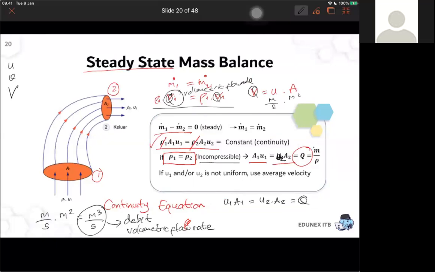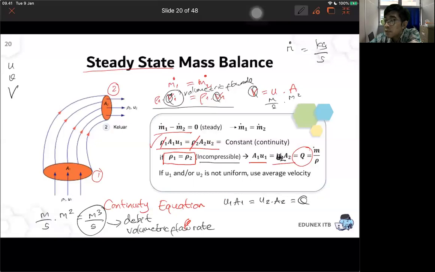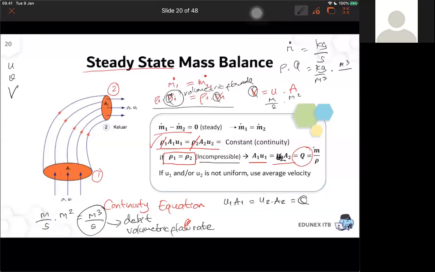Sir, then how does it relate to mass again, sir? The density multiplied by Q. Is it still equal to M dot? M dot is mass flow rate. It's kilogram per second. So this one should be kilogram per cubic meter times cubic meters per second. Okay, sir, I understand. So in this lecture, you need to always check with the units. If the units are the same, then the formula is correct.